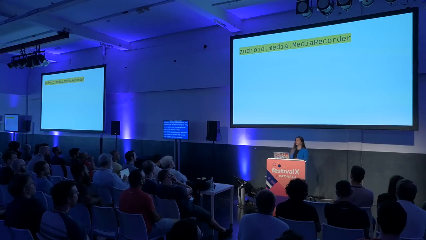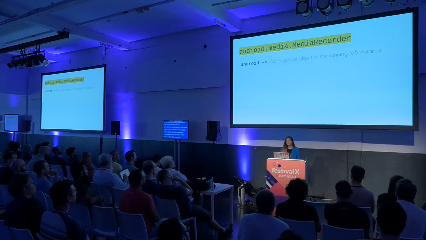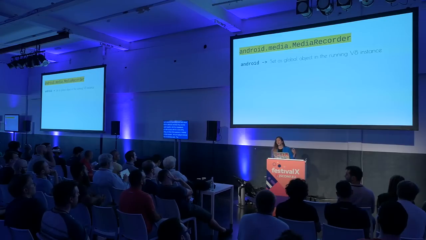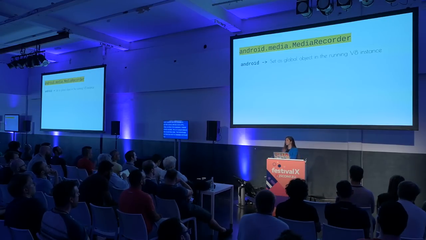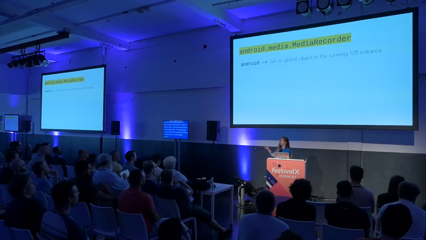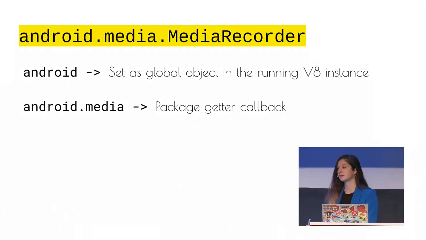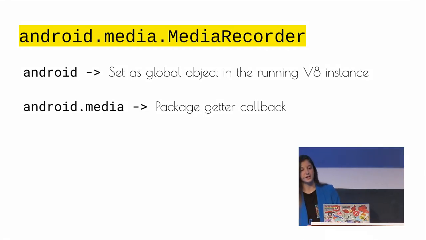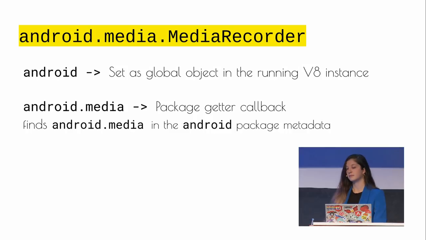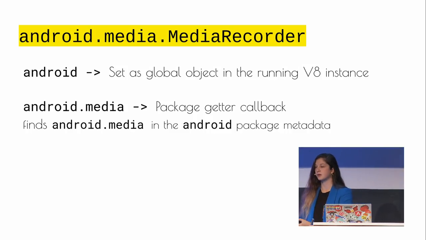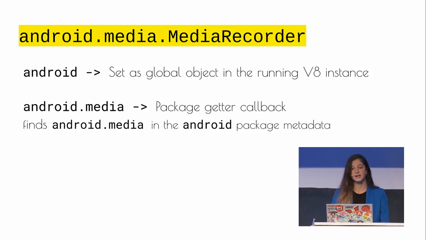OK, we have this expression, android.media.MediaRecorder. We're trying to execute that JavaScript code. The NativeScript runtime has read the metadata and found out that there is an Android global package. That's why it has created a global object inside the running V8 instance for Android. It also has attached some callbacks to that object, like the package getter callback, so that when we query for android.media, the NativeScript runtime plugs in with that callback. The callback will be executed. And inside the callback, the NativeScript runtime will try to find android.media inside the metadata.